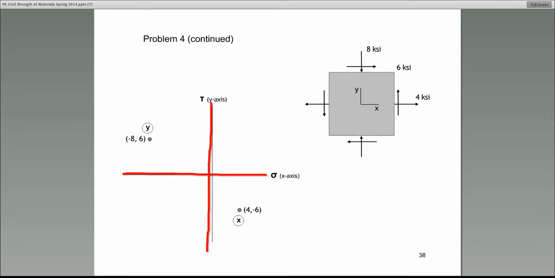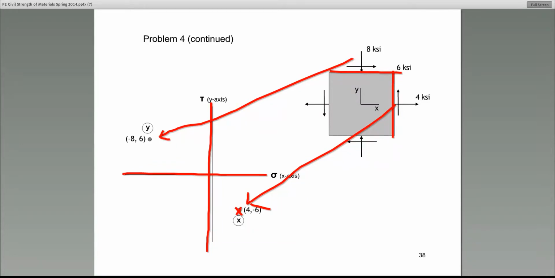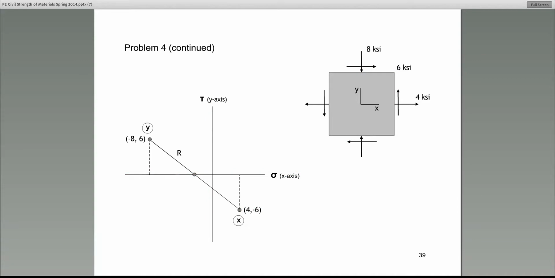Then the next thing is the points. You have to identify the points. 4, minus 6, I showed you how I created that. That point is that face. And this face here is this point here. So far, so good. So we just identify the coordinates, plot them on these XY coordinates. Now, what do we do next? Connect those 2 points, point X and Y that we created. Just connect them.